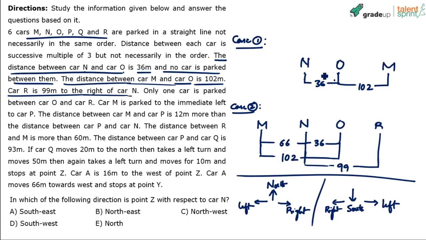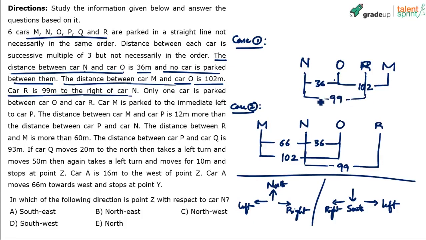Similarly, 99 meters to the right of N. See, this is already 36. N will come somewhere in between, right? Let's say N comes here. And the distance, sorry, not N, R. R will come somewhere here, right? R is 99 meters to the right of N. Now, already O is 36 meters away. So, what will be the distance between N and R? Total is 99.